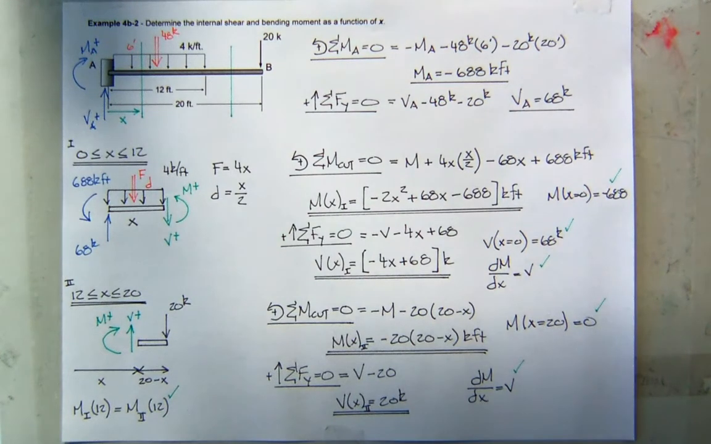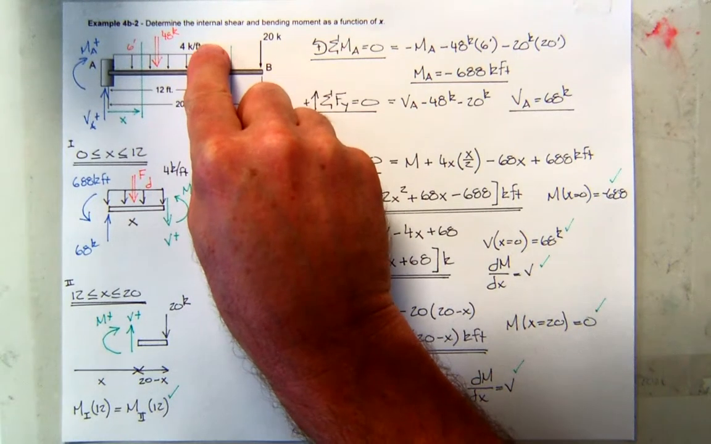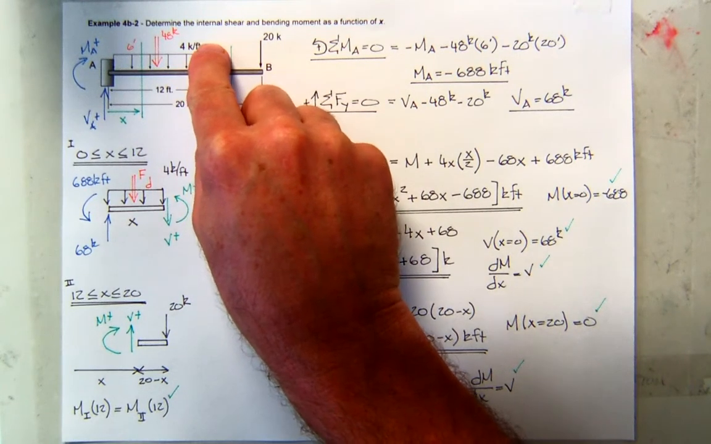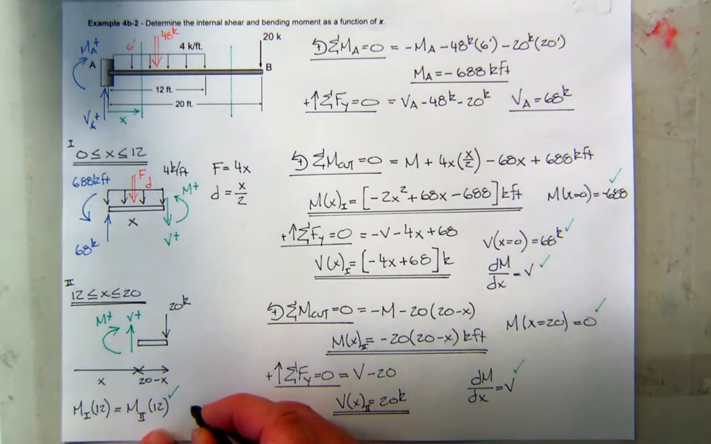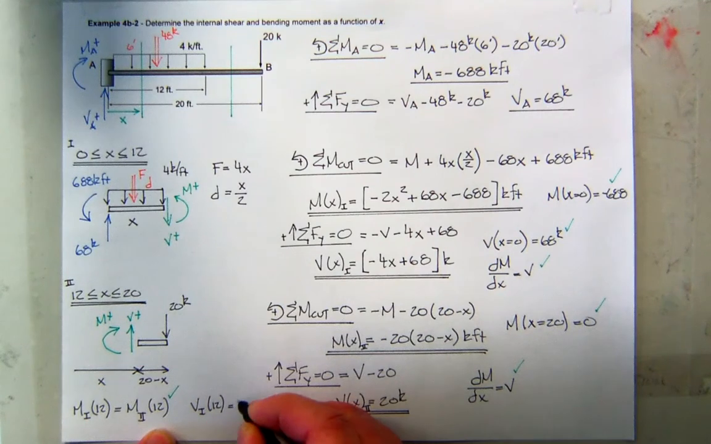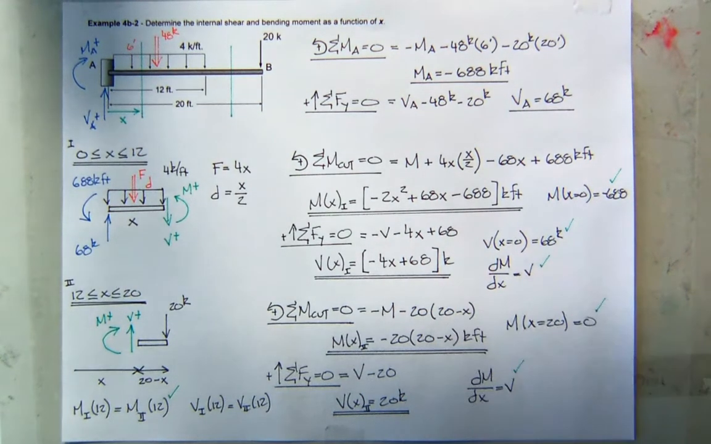So there's another way of checking. The only time this would not be true is if exactly at 12 there was an applied moment, and the difference between the two values would be the exact value of the applied moment. What about the shear? Well, the shear from equation 1 at 12 should be equal to the shear from equation 2 at 12. We know equation 2 is 20, and you put in 12 up here, what do you know? You get 20.